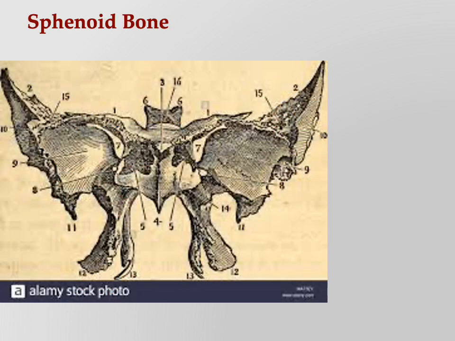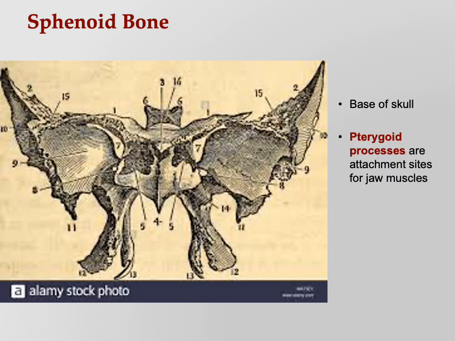Let's move on and talk about the sphenoid bone. The sphenoid bone is at the base of the skull. It has the pterygoid processes that hang down, and that's where jaw muscles attach. So see those big things hanging down in the picture? Those are the pterygoid processes.